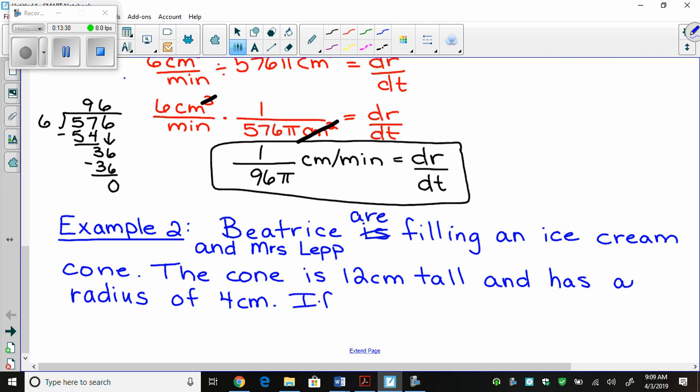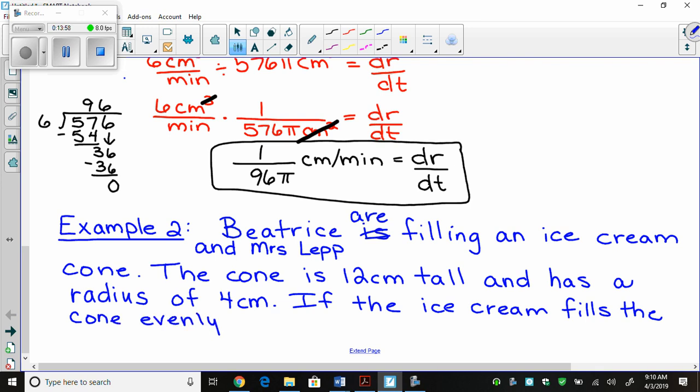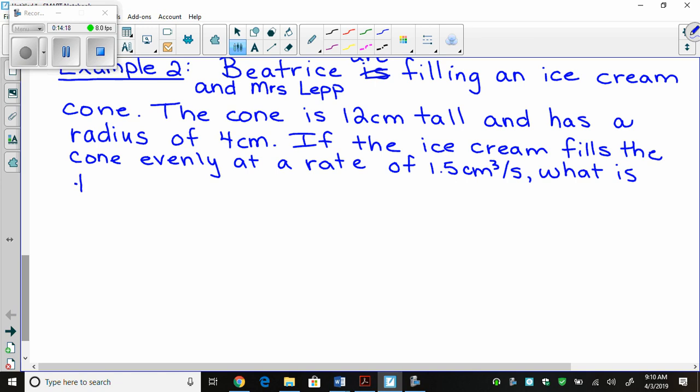If the ice cream, Beatrice and I, if the ice cream fills the cone evenly at a rate of 1.5 centimeters cubed per second, what is the rate of change of the height when the height is 5 centimeters?